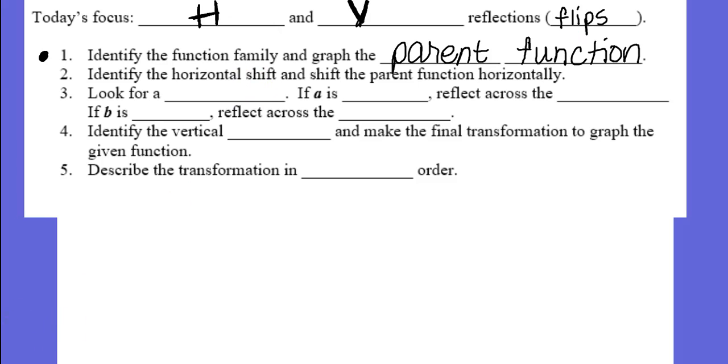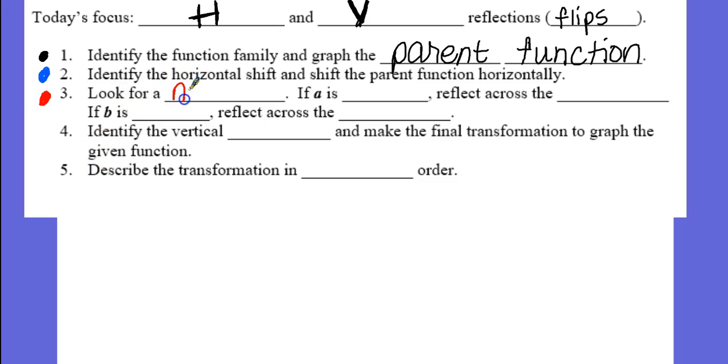Okay? I'm switching colors. I think I'm going to move to blue for step 2. And in step 2, we don't have to fill any blanks because we did this yesterday. Identify the horizontal shift and then shift the parent function horizontally. Step 3, I'm going to switch colors again. Step 3, I'm going to do in another color, my third color. And here is our new thing. This is the thing we're doing today.